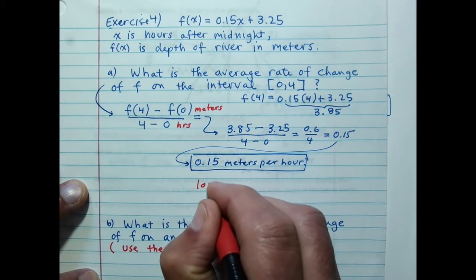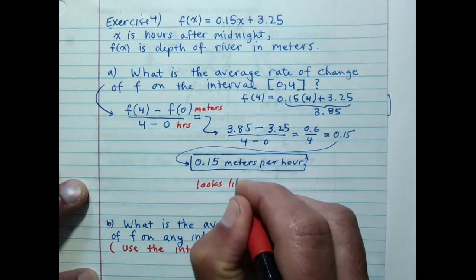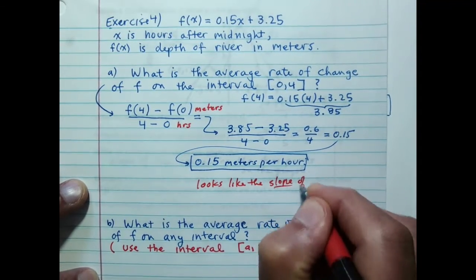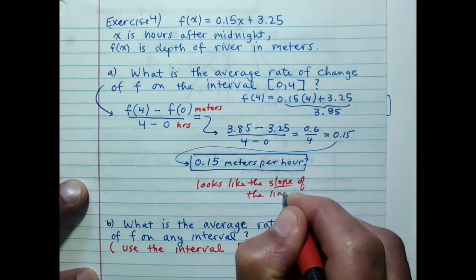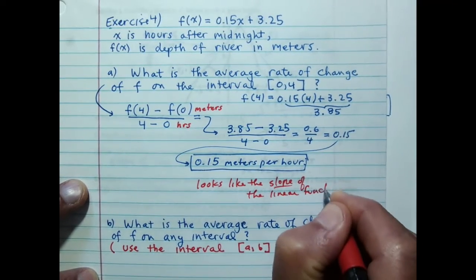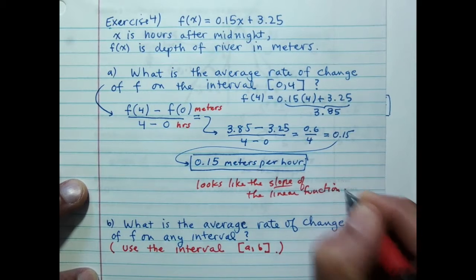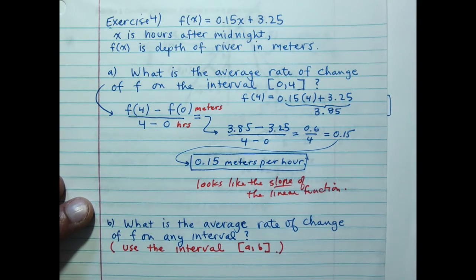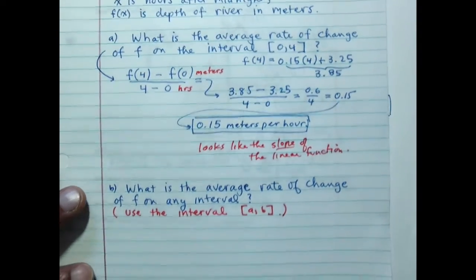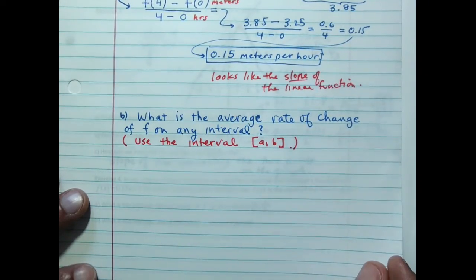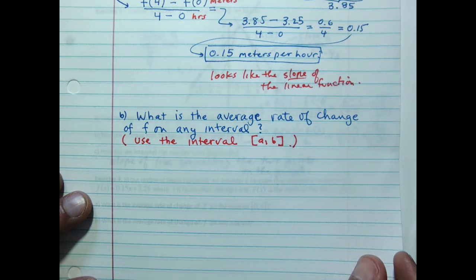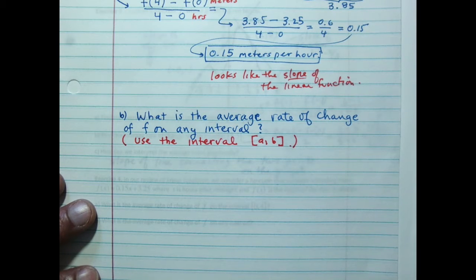It looks like the slope of the linear function. And in fact, it is the slope. It will always come out to be the slope. In fact, what I'd like to do now in part B is take that same function and find the average rate of change of f on any interval.